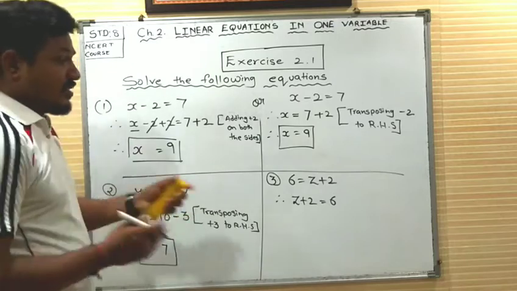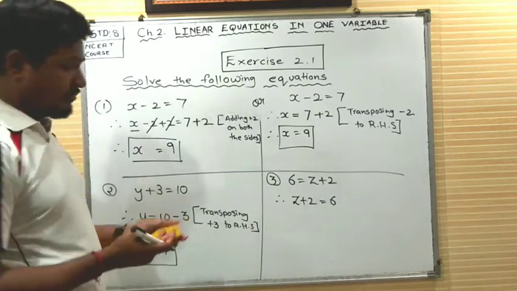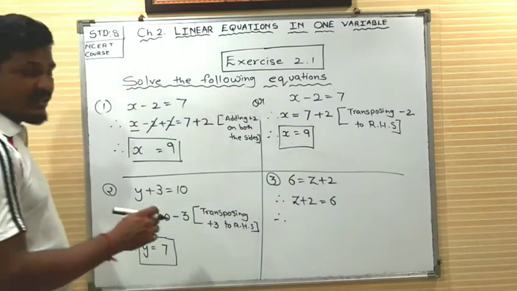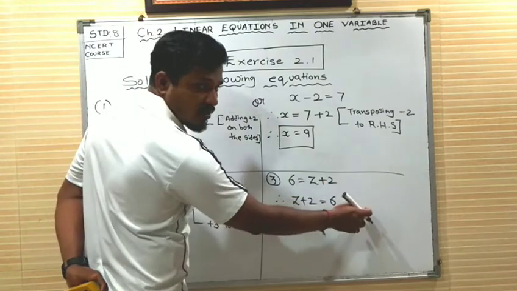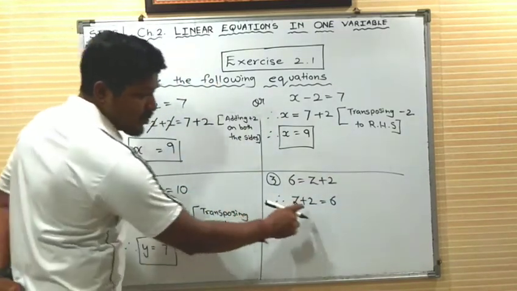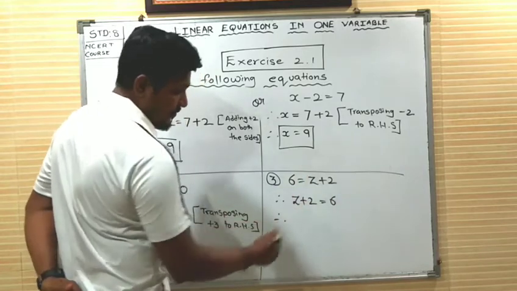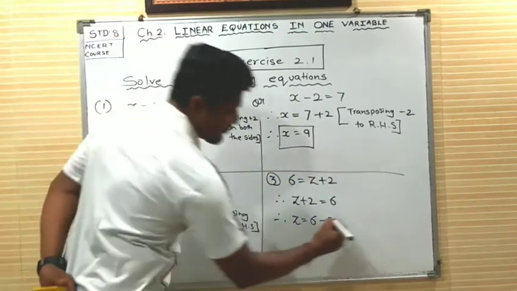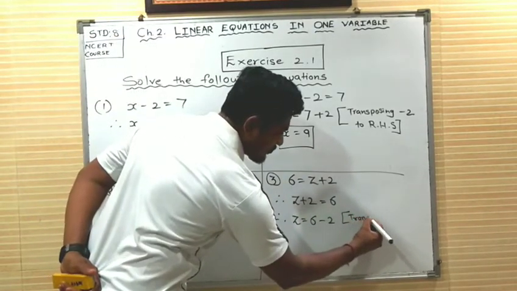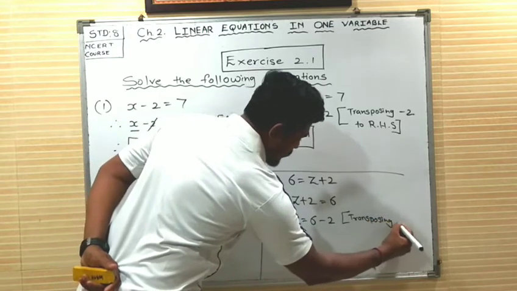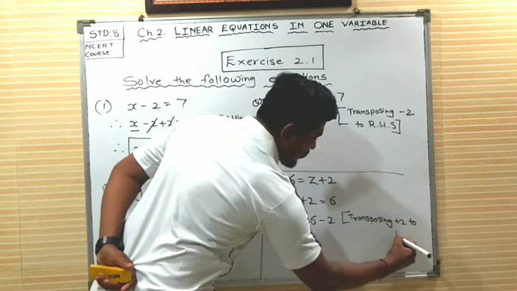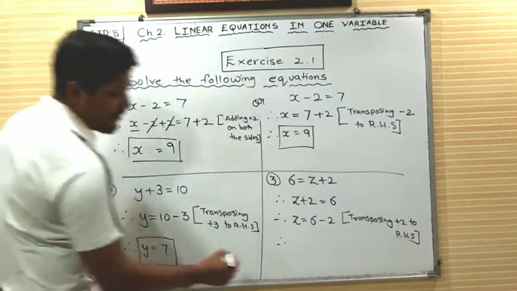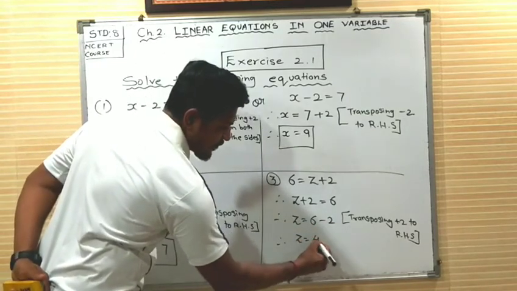I am not transposing the value, I am just interchanging. Now it's become easy for you. Now you can easily transpose this 2 on to right hand side. While transposing 2 on right hand side, it will become negative. You have to write transposing positive 2 to RHS. Now it's become easy for you to find the value. 6 minus 2 gives 4.